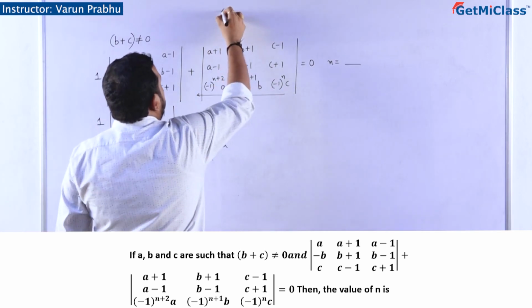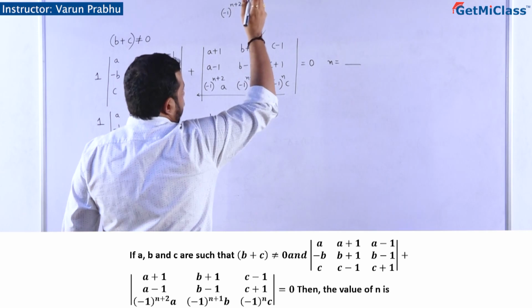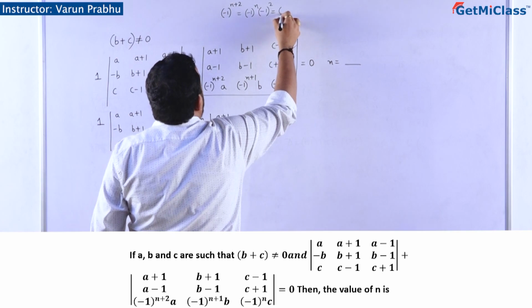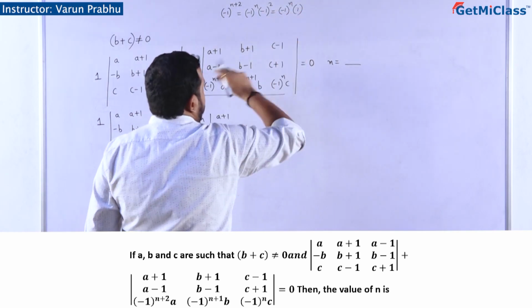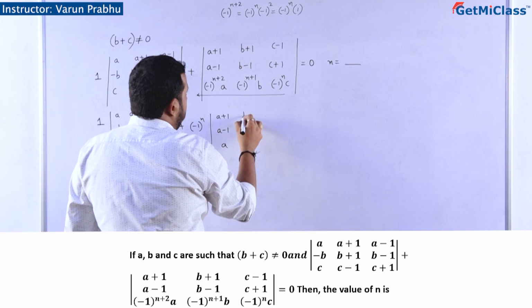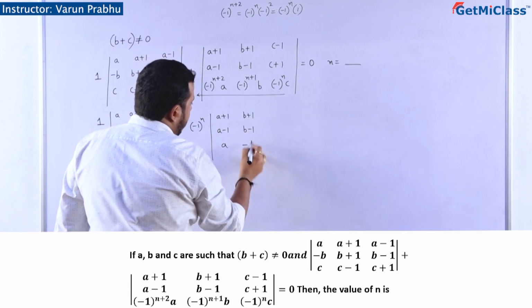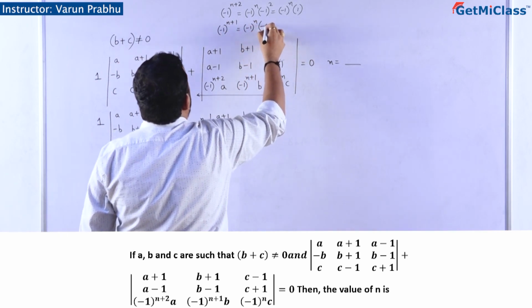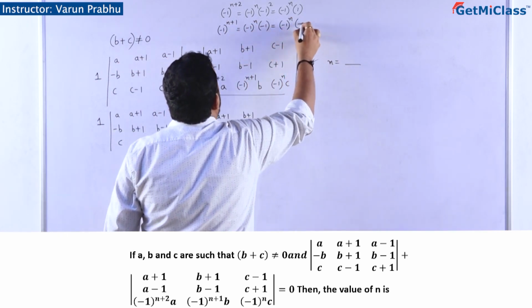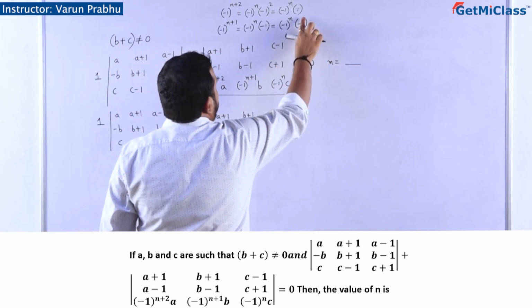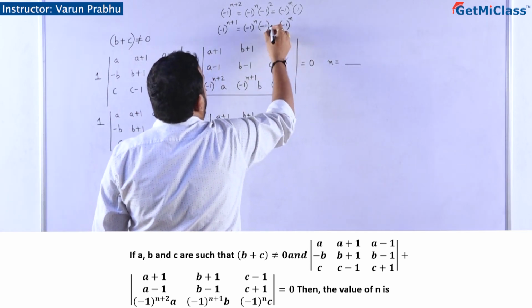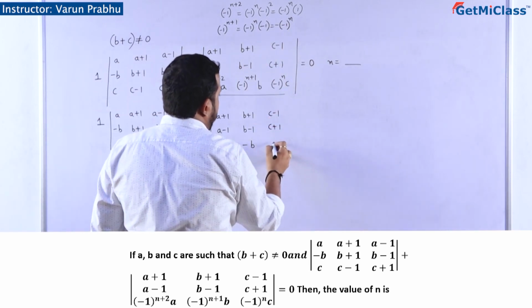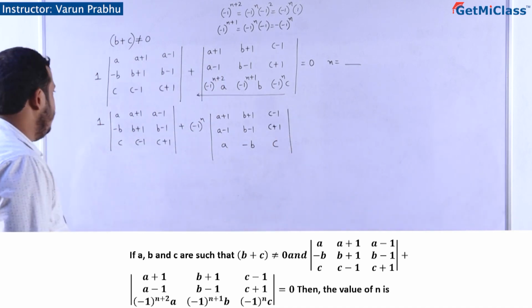So what am I left with? Minus 1 to the power n plus 2 can be written as minus 1 to the power n into minus 1 square, which is minus 1 to the power n into 1. Correct or not? So only a will be left. B plus 1, b minus 1 and minus b will be left. Minus 1 to the power n plus 1 can be written as minus 1 to the power n into minus 1. Correct or not? That is equal to minus of minus 1 to the power n. Minus b will be left. C minus 1, c plus 1 and c. Correct?